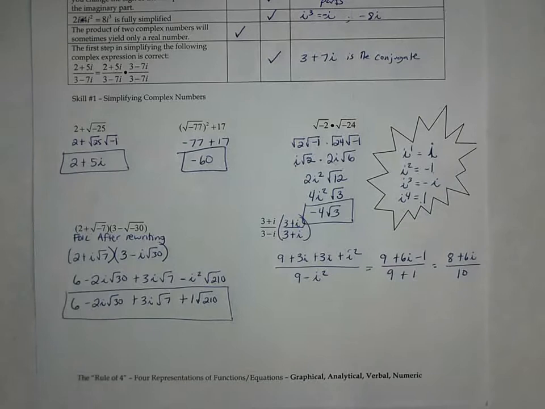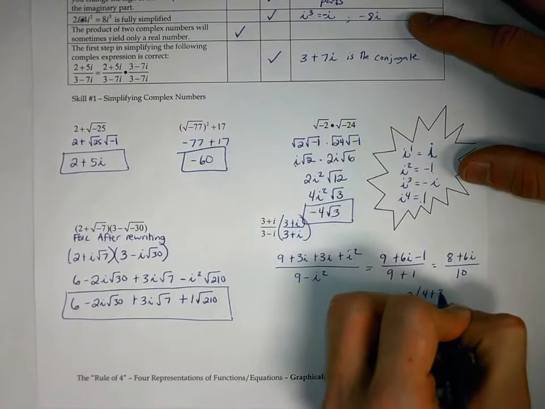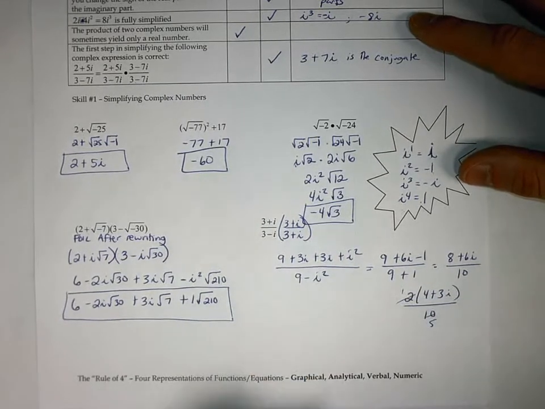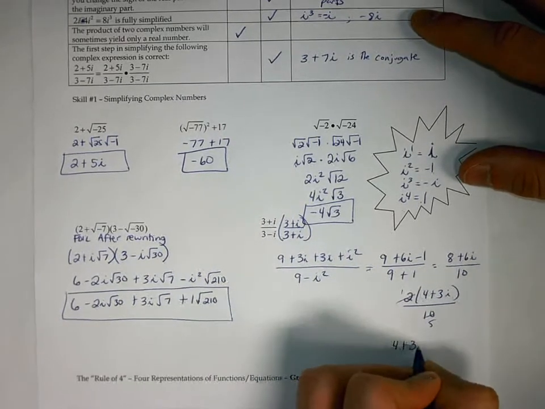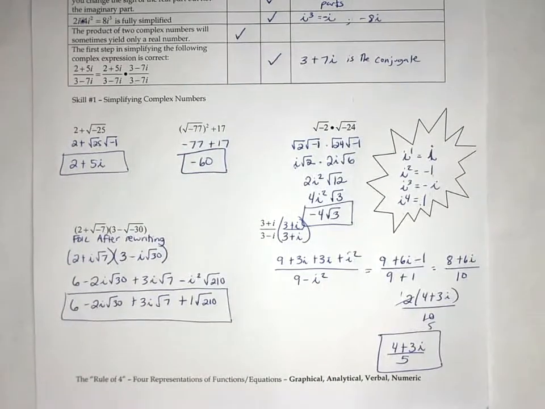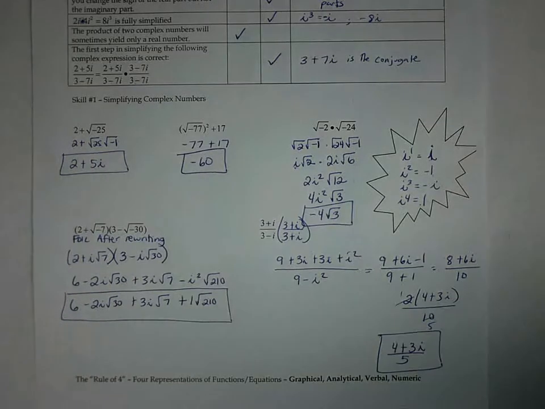At this point, we're almost fully simplified. Out of the numerator, we can pull out a 2. And then my 2 and my 10 will simplify down to 1 and 5. So 4 plus 3i over 5. So this section is just reviewing the basic concepts with imaginary numbers and how you simplify with imaginary numbers.